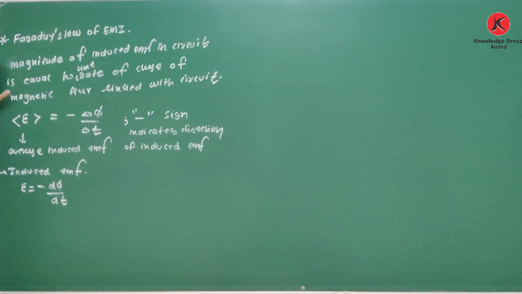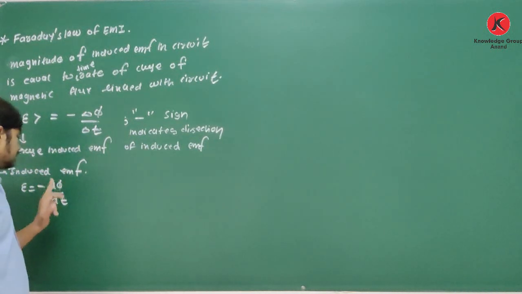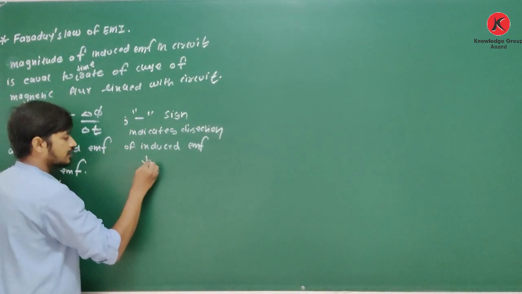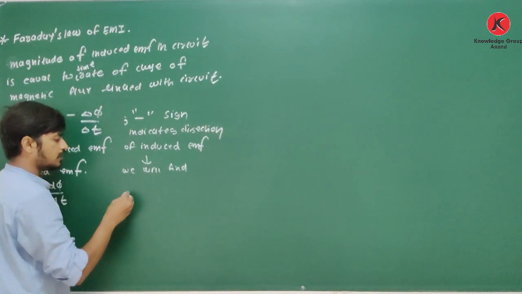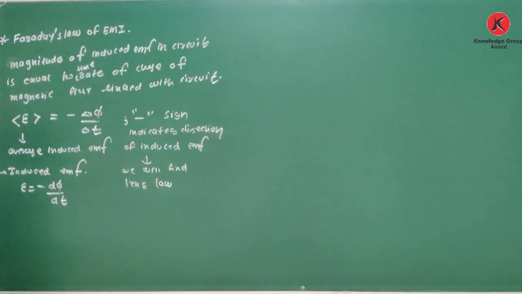So Faraday's law of electromagnetic induction: the magnitude of induced EMF in a circuit is equal to the time rate of change of magnetic flux linked with the circuit. Average induced EMF is minus delta phi upon delta t. Induced EMF is equal to minus d phi upon dt. The negative sign indicates the direction of induced EMF. That we will find with the help of Lenz's law. Yes, we will see in the next theory.